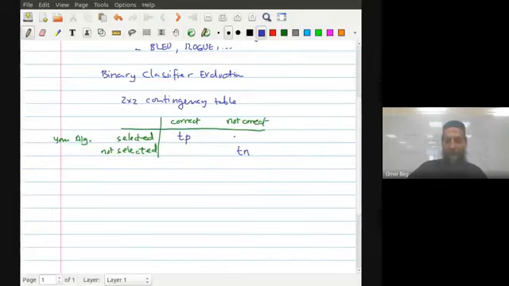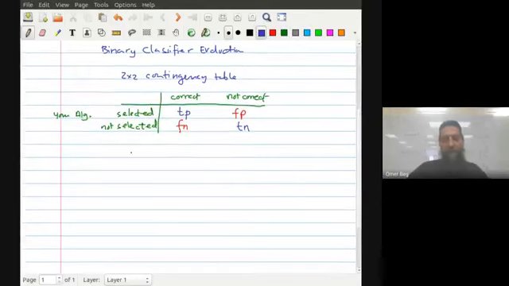Similarly, if in the test set it says this is a correct sample, but your algorithm says this is not correct, this is a false negative. And if in the test set the sample is labeled as not correct and your algorithm says this is correct, this is a false positive. Okay?